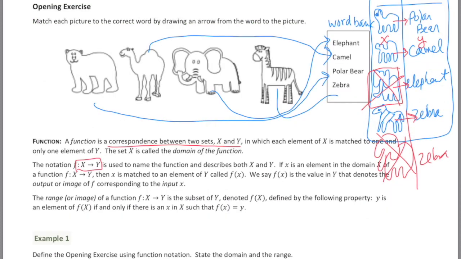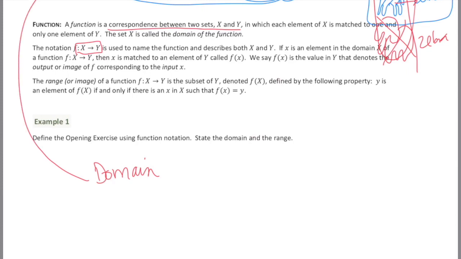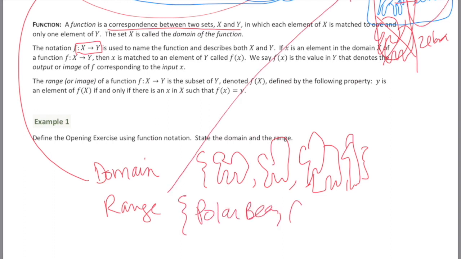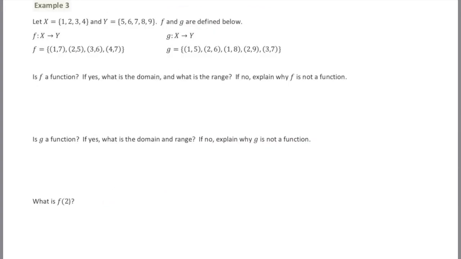The domain for this opening exercise would be all my x values. So this is basically the domain, all these shapes. And I would normally write it in some sort of notation that begins with open brackets. I'm not going to try to draw these animals again. Anyway, that would be my domain, and my range in this case would actually be the word bank: polar bear, camel, and so on. You should be able to draw correspondence with the terms in the same order as they are with y. All right, so let's move on.